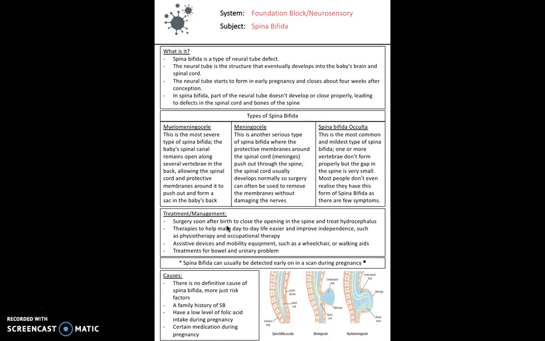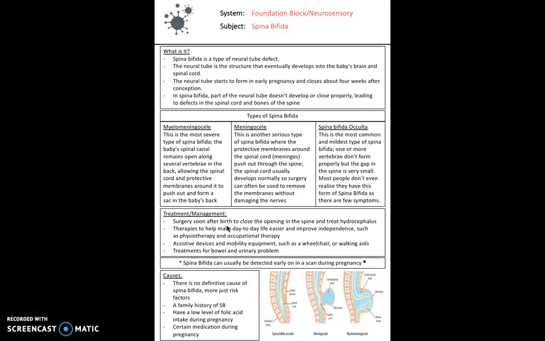Next we have Spina Bifida. Again this is a bit of a crossover with the neurosensory block and will be discussed more then. Spina Bifida is a type of neural tube defect. So this is thinking back to embryology, and being aware of the embryological origins of the neurosensory system is really important in understanding some of the conditions that occur.